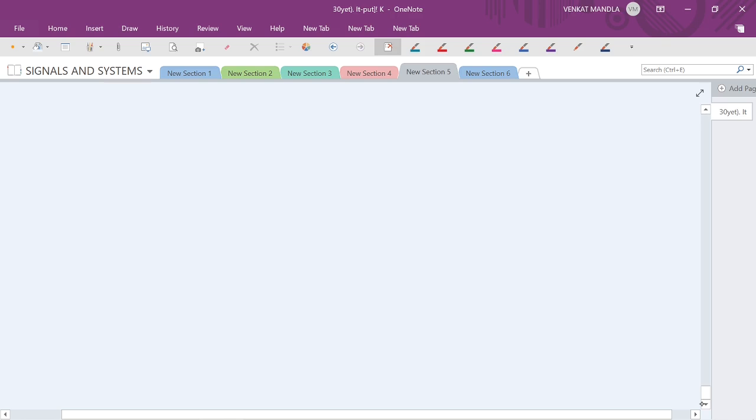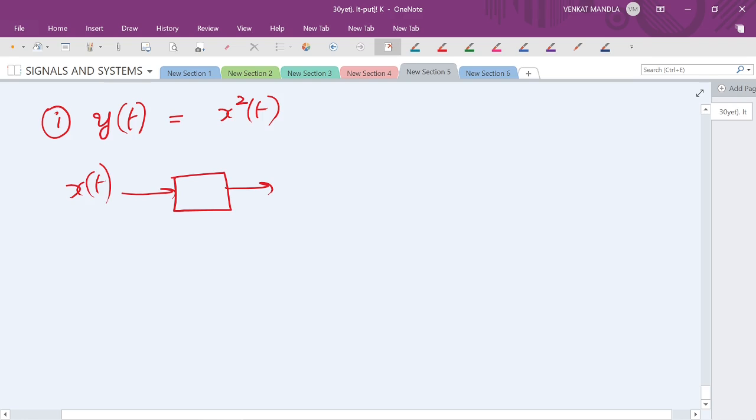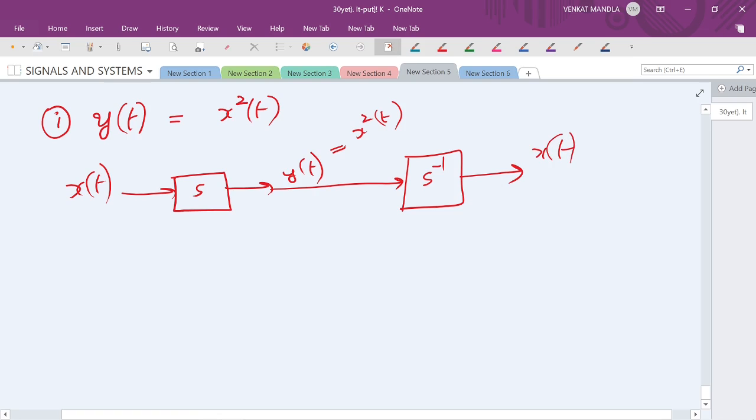Okay. So first one, y(t) equal to x square of t. This is the system, let us say S. You get y(t), this x square of t. Right? Now I will apply some inverse system. I have to get x of t. Is it possible? That I have to check.